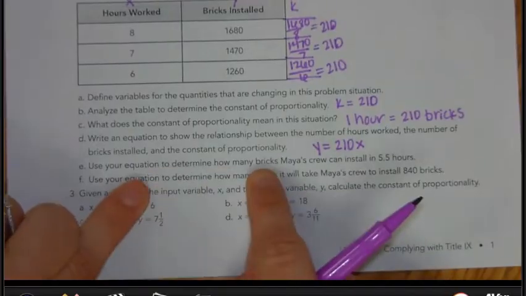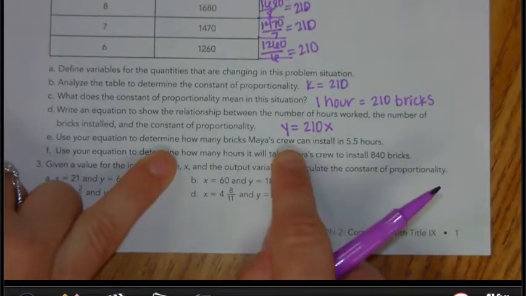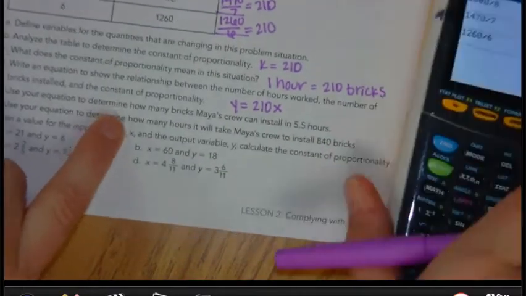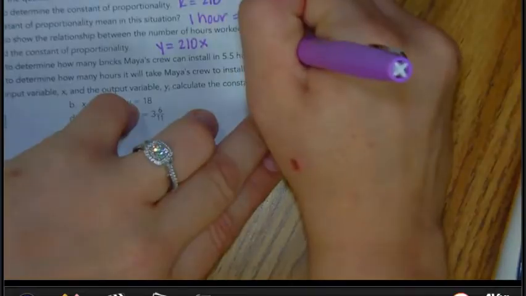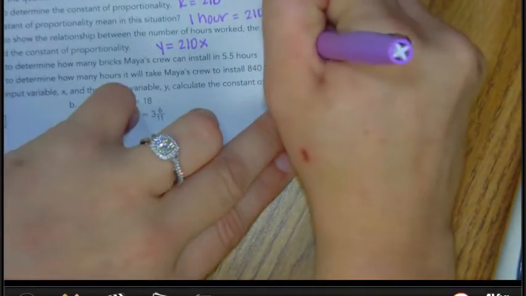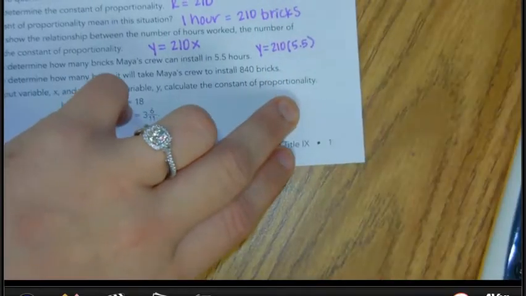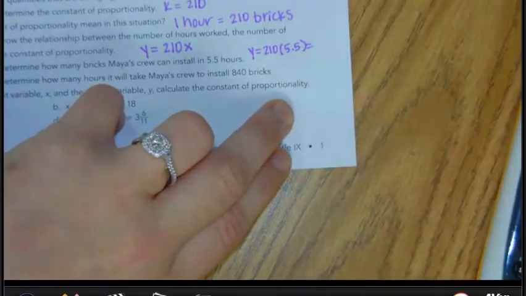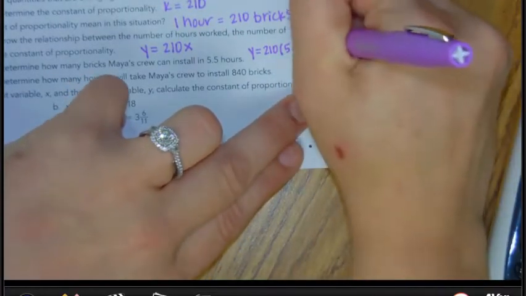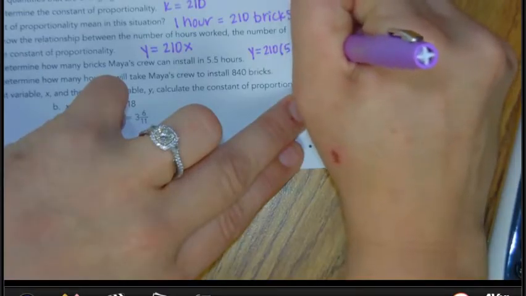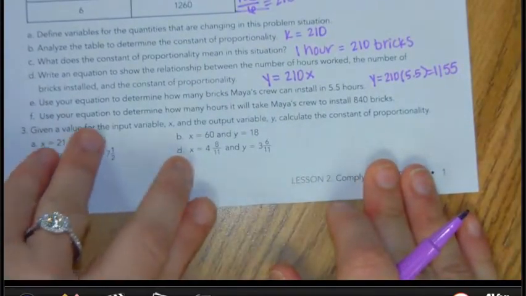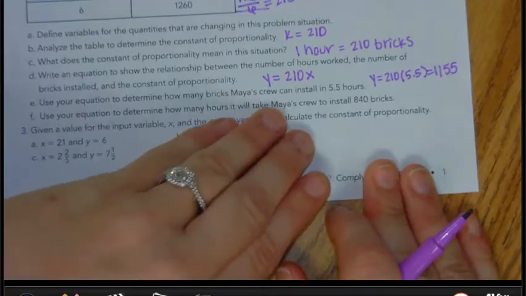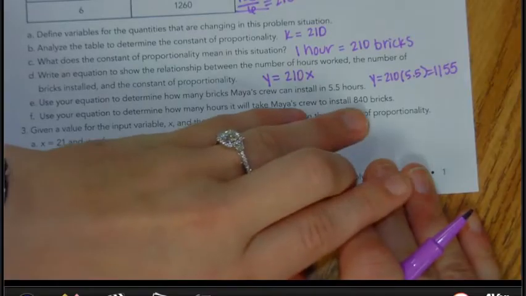All right, so use your equation to determine the number of bricks Maya's crew can install in 5.5 hours. So I'm going to have, let's see if I can get it over here in the small bit. So Y is equal to 210 times 5.5. And this is going to equal, I'm going to use my calculator here, 1,155 bricks.